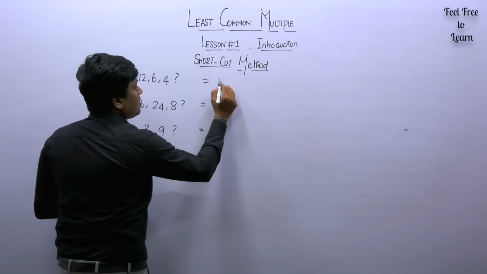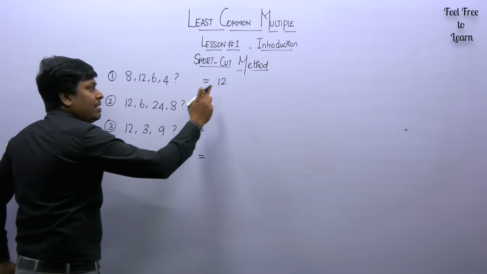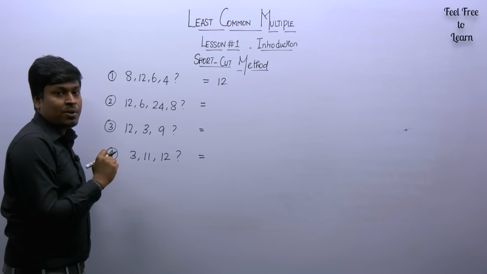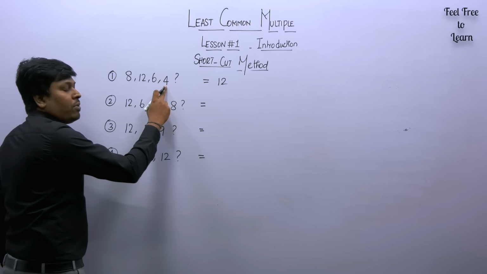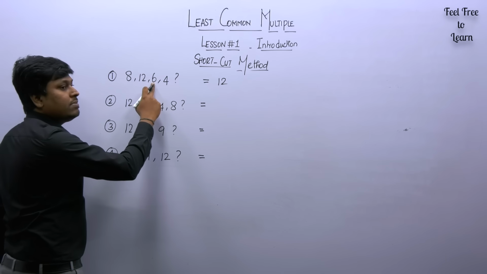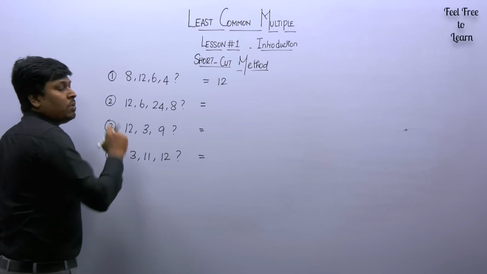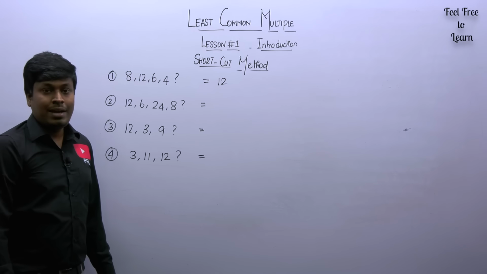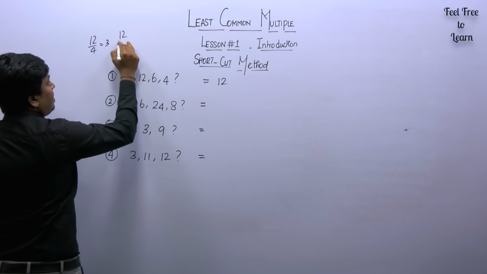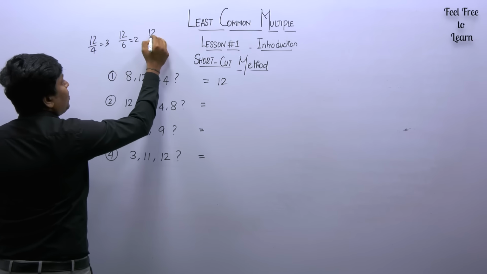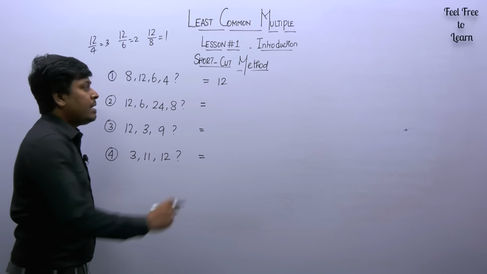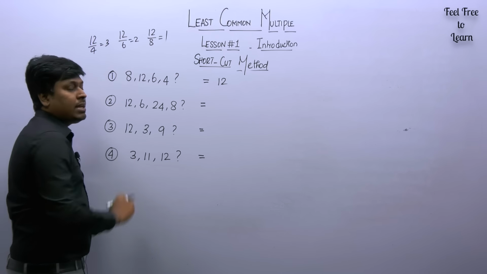Got it? So first take that number and check whether this number, the 12, is divisible by all the remaining numbers or not. 12 divided by 4, yes, it is divisible. 12 divided by 6 is 2, yes, it is divisible. 12 divided by 8, no, it is not divisible. Just see here, 12 divided by 4 is 3, right? 12 divided by 6 is 2. But 12 divided by 8 is a fraction. No, it is not divisible. So we are saying that the number 12 is not the LCM.